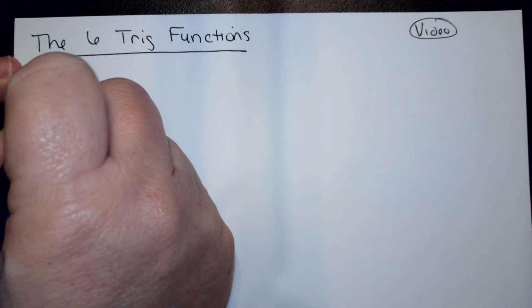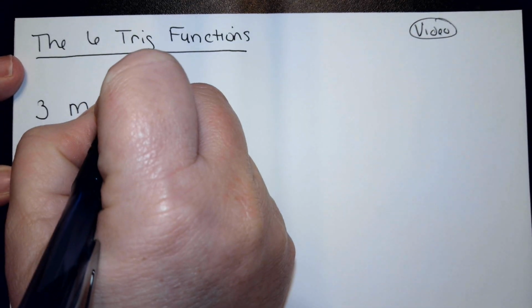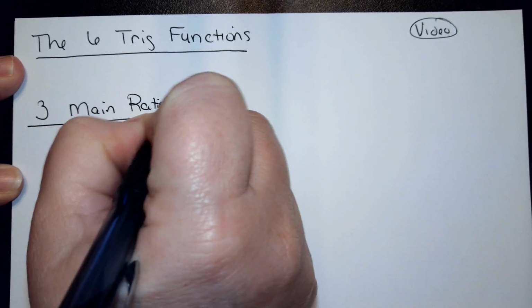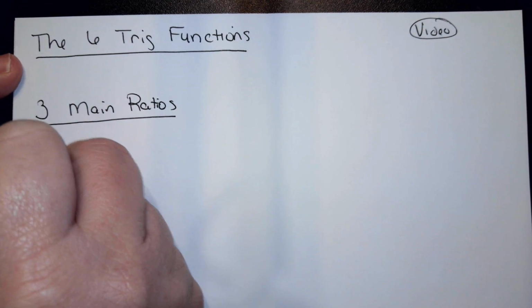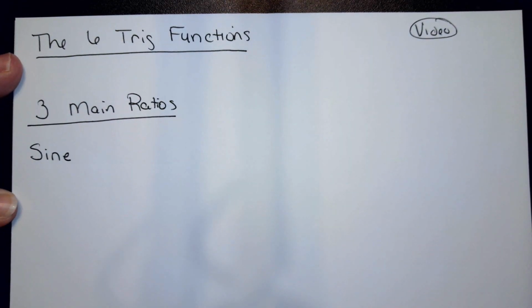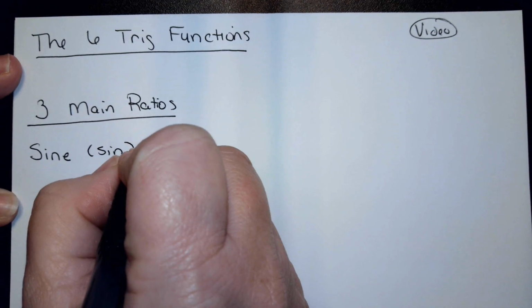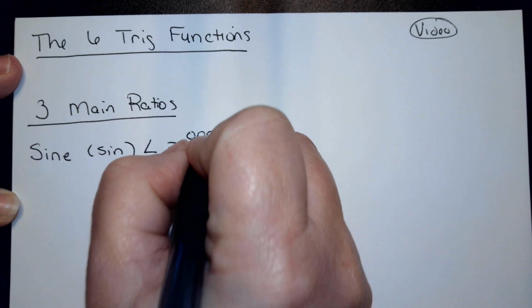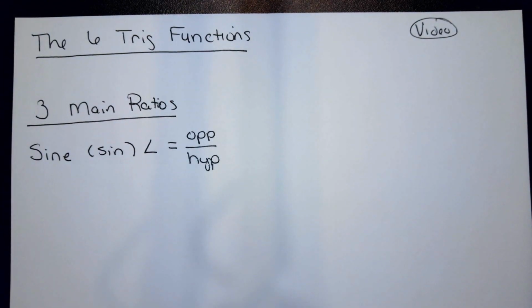I'm going to call these the 3 main trig ratios. We have our sine, abbreviated as sin. And we know that the sine of our angle is equal to the ratio of the opposite side over the hypotenuse.